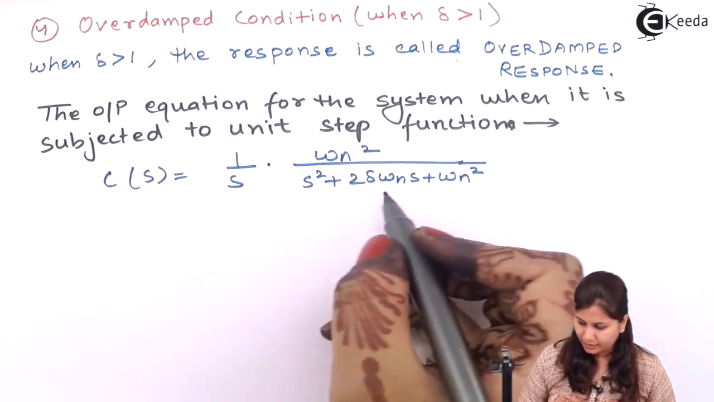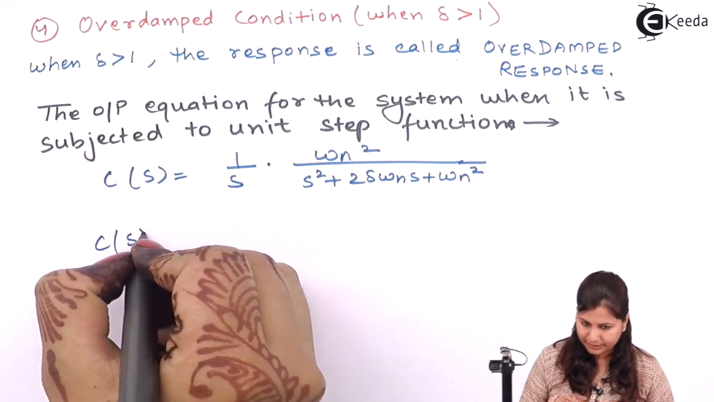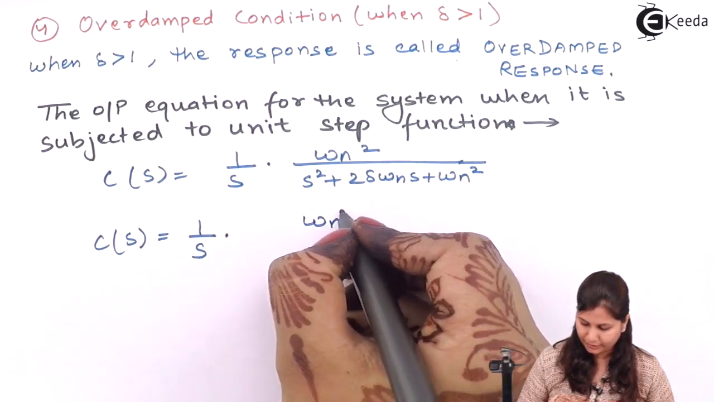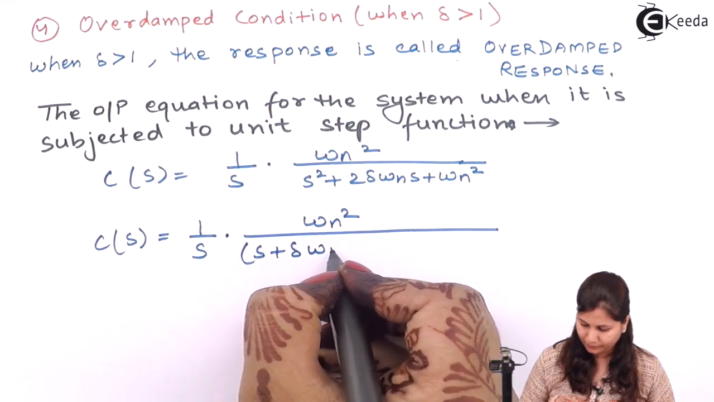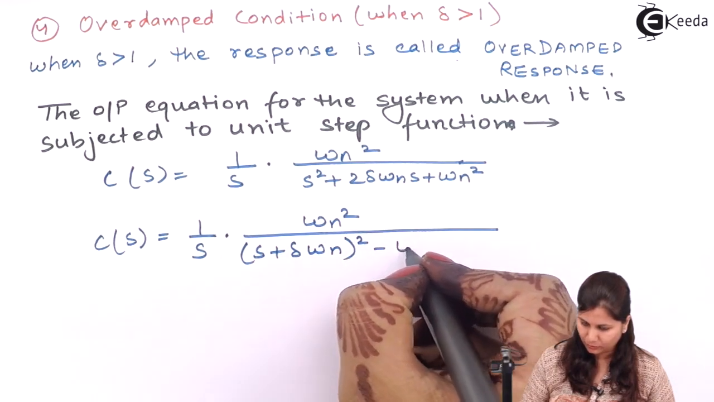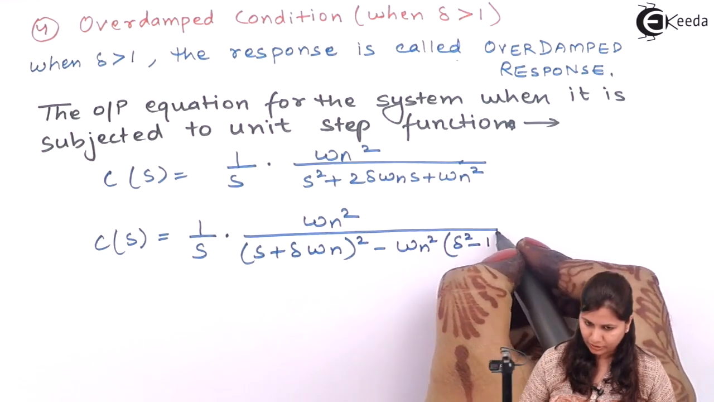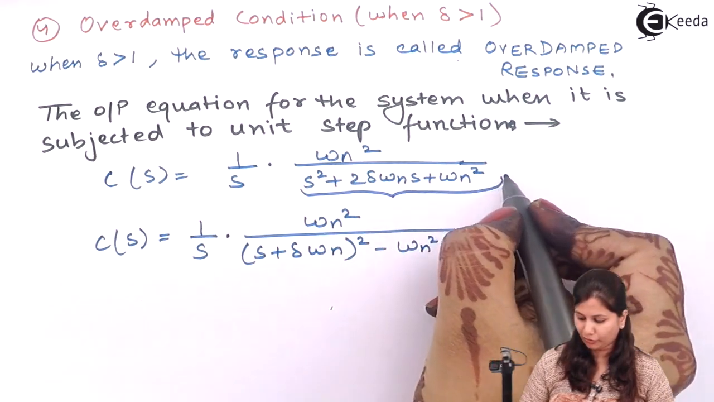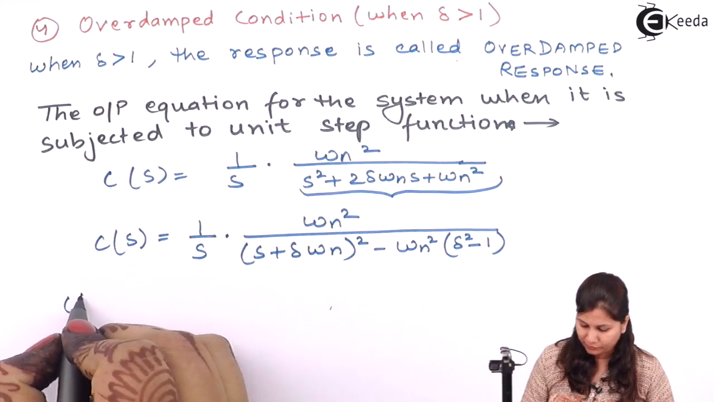So let's factorize this denominator polynomial. We will get C(s) equals 1 by s into omega n square upon its factors, which will be s plus del omega n square minus omega n square. Here we will get del square minus 1. Okay, so we have factorized this denominator polynomial into two. These are its factors. Now let's further solve it.